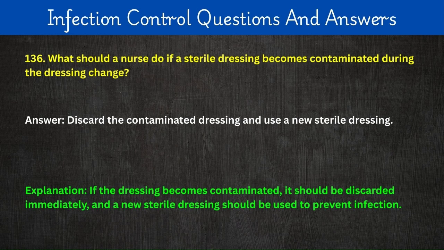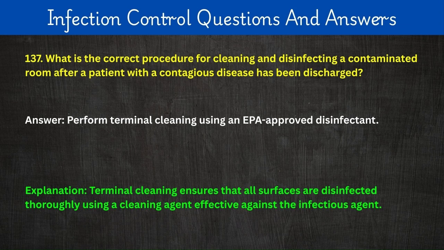136. What should a nurse do if a sterile dressing becomes contaminated during the dressing change? Answer: discard the contaminated dressing and use a new sterile dressing. Explanation: if the dressing becomes contaminated, it should be discarded immediately and a new sterile dressing should be used to prevent infection.